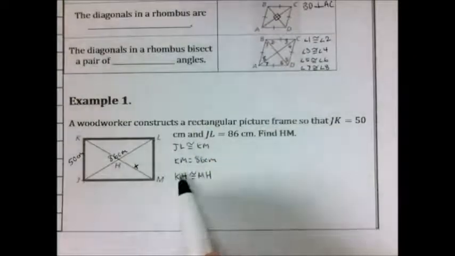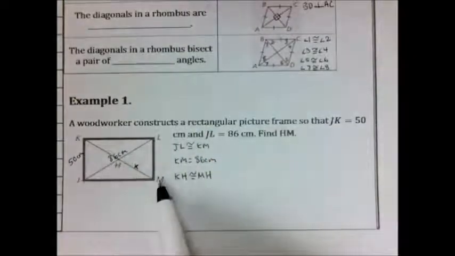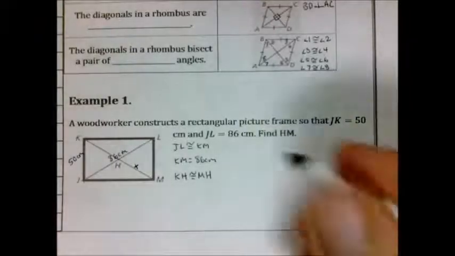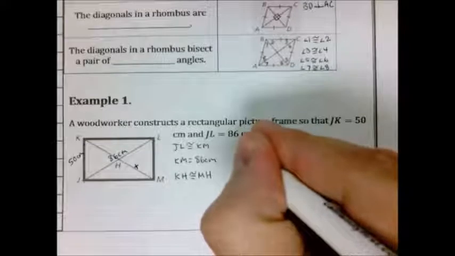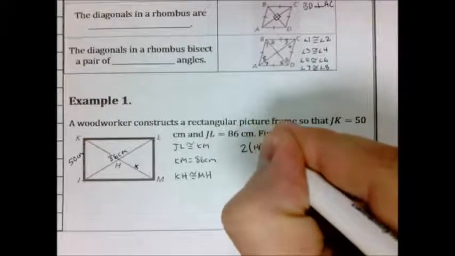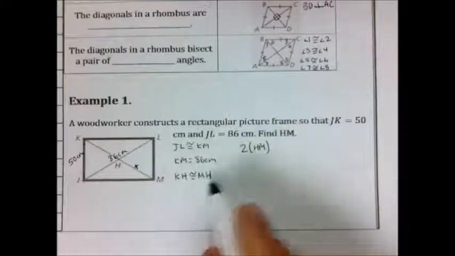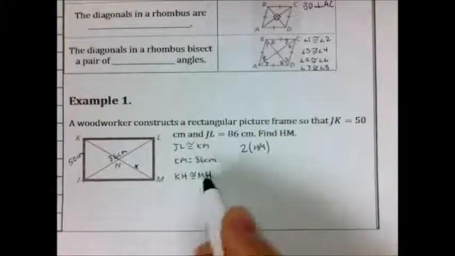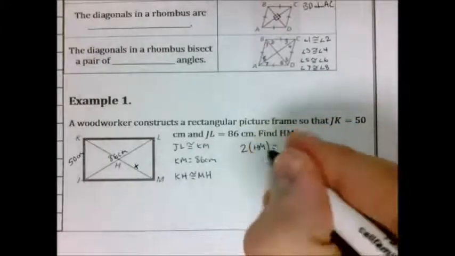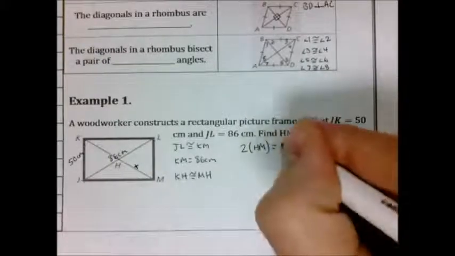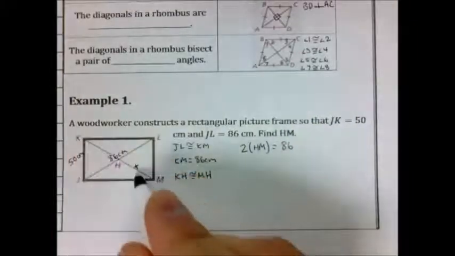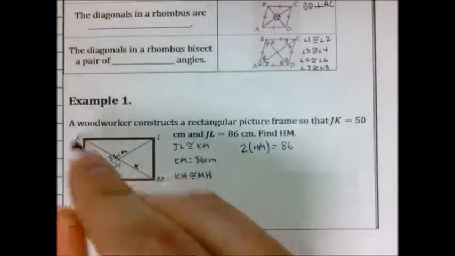Okay, and we already know that KH plus KHM, both of those are going to add up to be 86, right? So essentially what we have here is a formula: 2 times HM. The reason why I just put HM there is because they are the same, they're congruent. Those added together are going to be equal to our 86 centimeters, the whole distance of this thing. So 2 times this section is going to be 86.